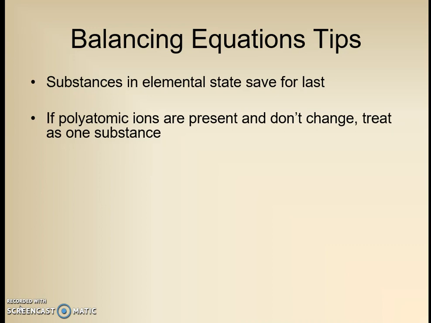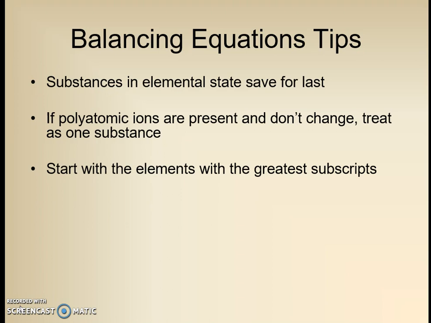If it remains as one polyatomic ion from the reactant side to the product side, then just treat it all as one substance rather than try to break it up into its little components. If you start with the ones that have the larger subscripts first, sometimes that also makes it easier, because those probably don't ever change, or certainly are going to need a lower coefficient than everything else. So if you start with the large ones first, it makes the other ones fall into place a little bit easier.